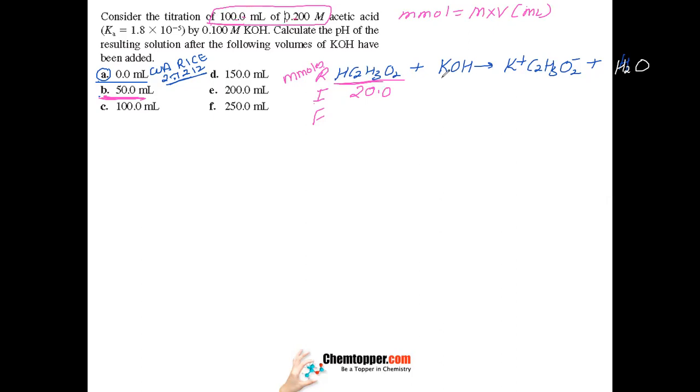Okay, and how many millimoles of KOH initially before titration started? You added 50 ml of 0.1 molar KOH. So what is it, children? Multiply these two. Isn't it 5.0?